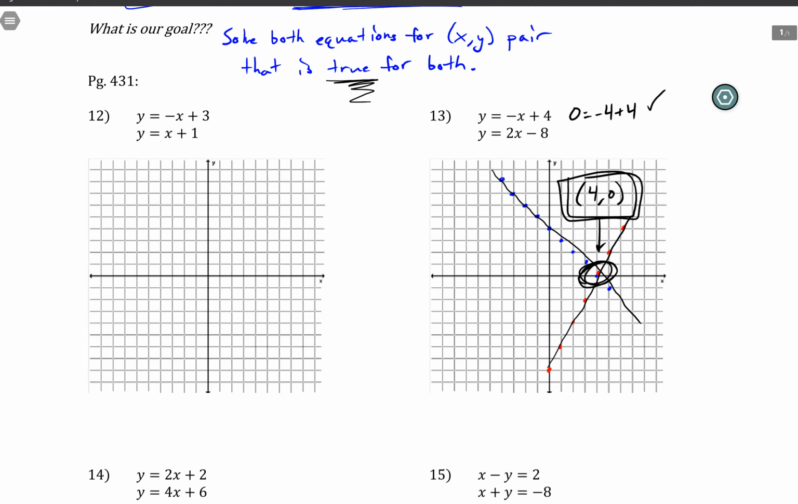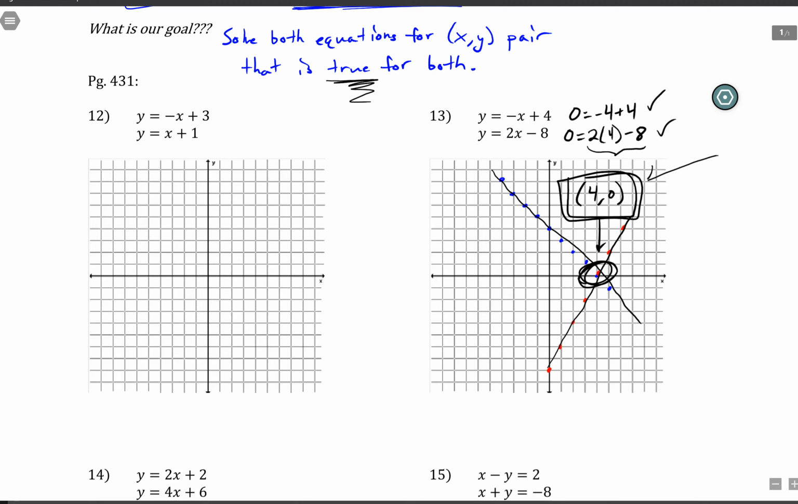Plugging it into the second equation, 0 for y, 4 for x, is 2 times 4 minus 8 actually equal to 0? Well, 2 times 4 is 8, and 8 minus 8, yeah, that's equal to 0. So the point also makes the second equation true. Since my xy pair made both equations true, I know that I got the right answer. 4, 0 is my answer.